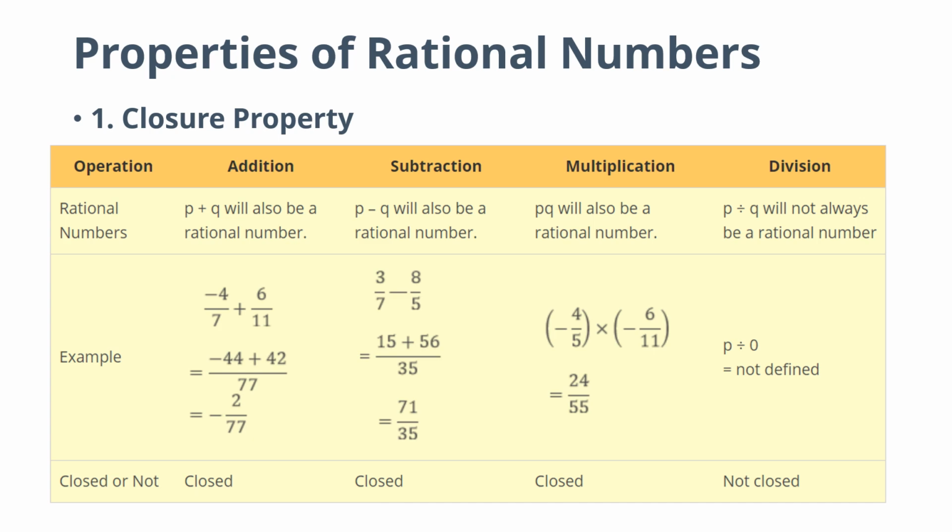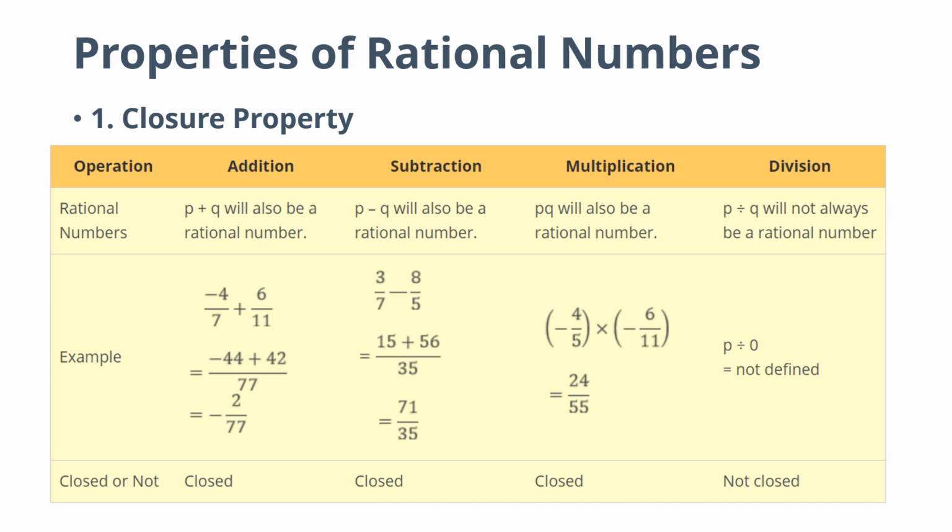Let us try to understand the properties of rational numbers. The first property is the closure property. Closure means closed. That is, if you operate on two rational numbers, whether you get a rational number as the result or not. Let us understand by example.